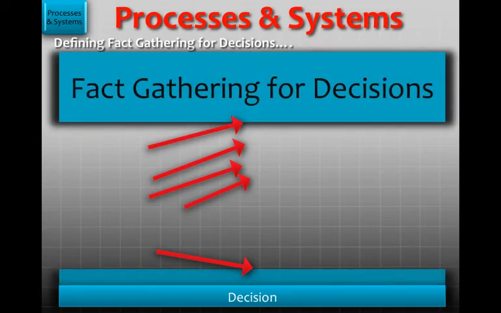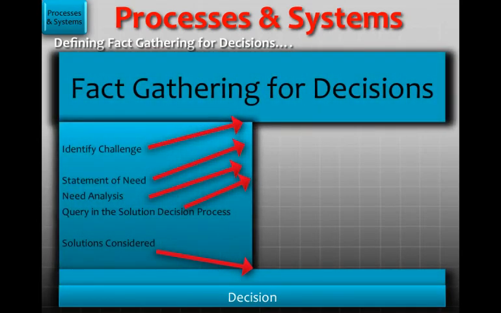Now, when we're looking at fact gathering, specifically fact gathering for decision making as a function of research, it's important to understand that there's a framework here. We have to identify the challenge. We have to have a statement of need. We look for need analysis. There's a query into the solution decision process, and then the solutions are considered.